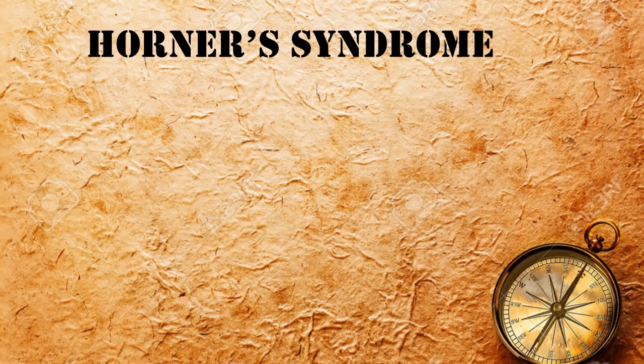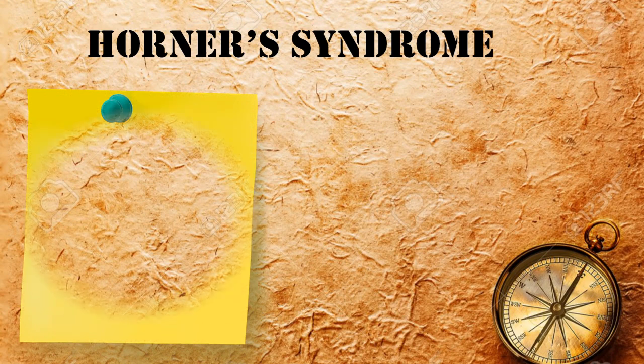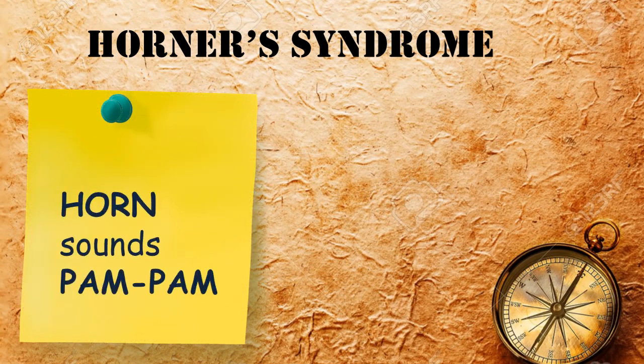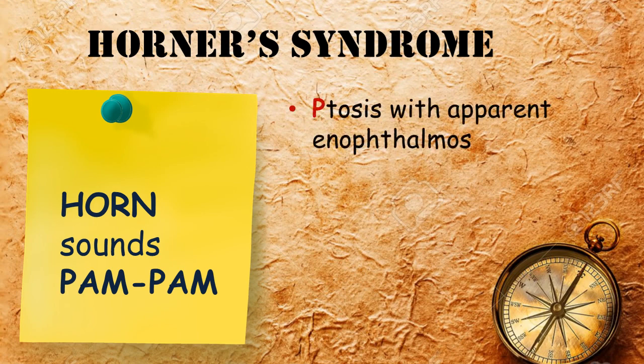Then comes Horner syndrome. This is, as usual, a funny mnemonic. So how will a horn sound? Pam pam only. So horn sounds pam pam. So P is for ptosis with apparent enophthalmos. Then A is for anhidrosis, and then M is for miosis. So just try to remember this mnemonic. Surely you won't be forgetting the answer.